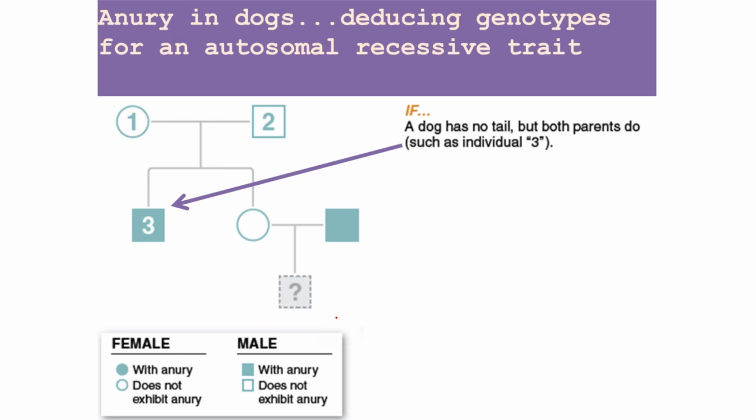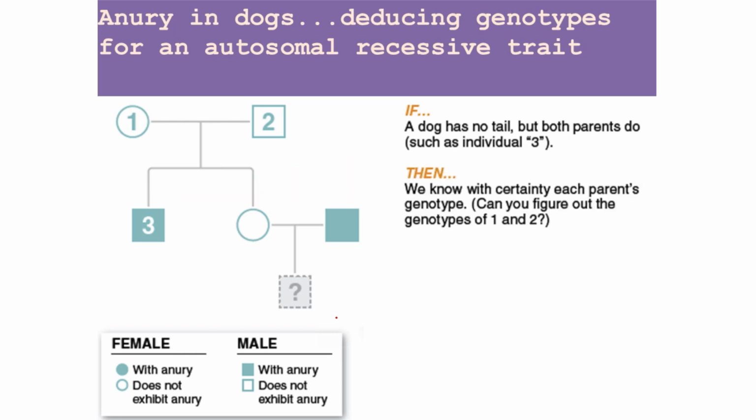So in this case, we look at individual 3. It's a male, and it's filled in, meaning that it has anury. Neither of the parents does. So we want to know now, what are the genotypes of these individuals? We can say for individual 3, depending on what letter we put in, it's got to be little b, little b. It's got 2 copies of the recessive, homozygous recessive.